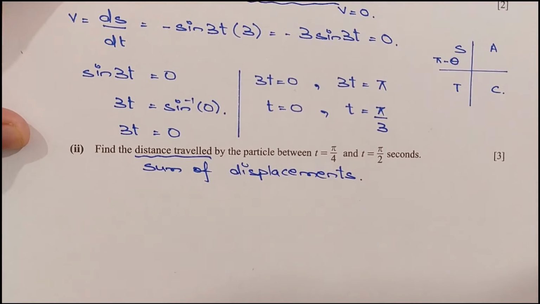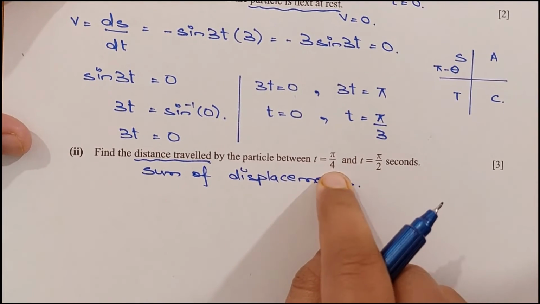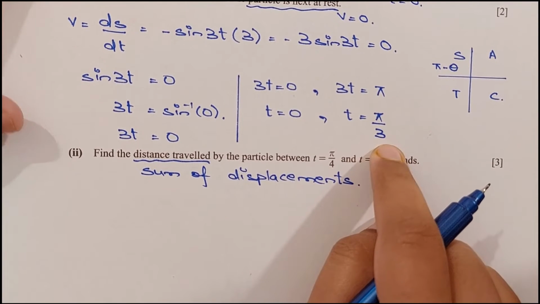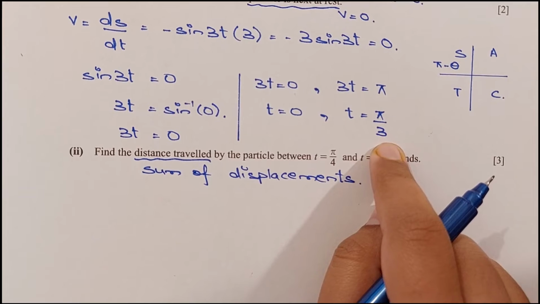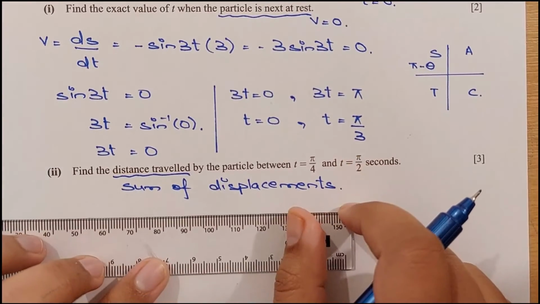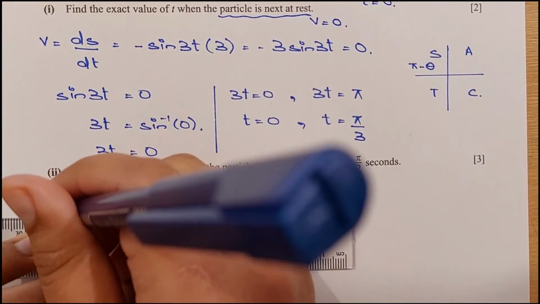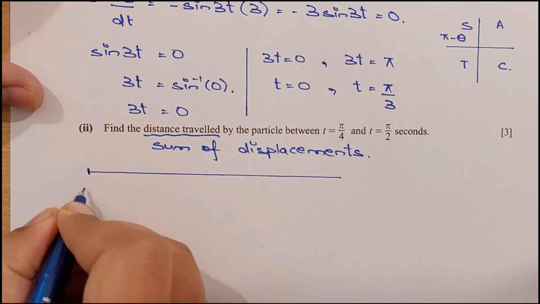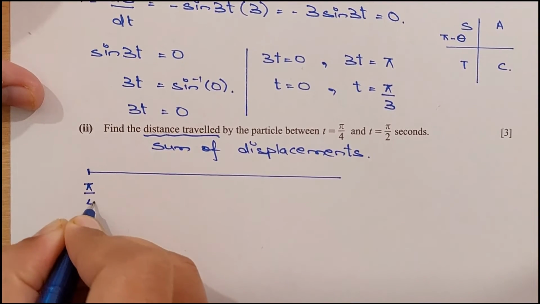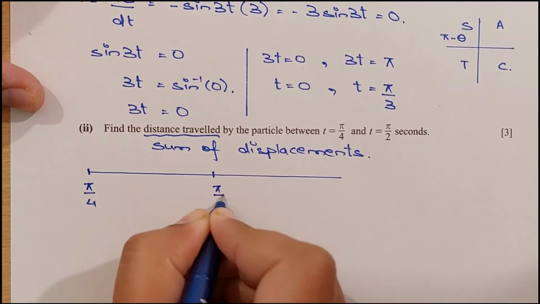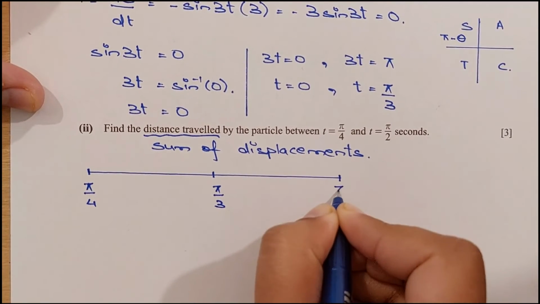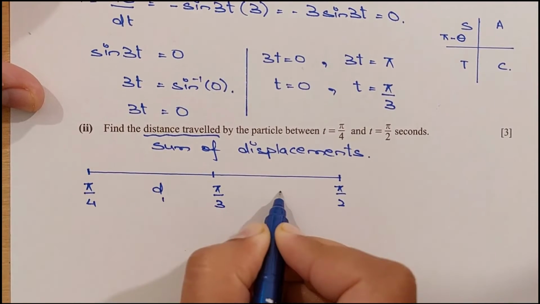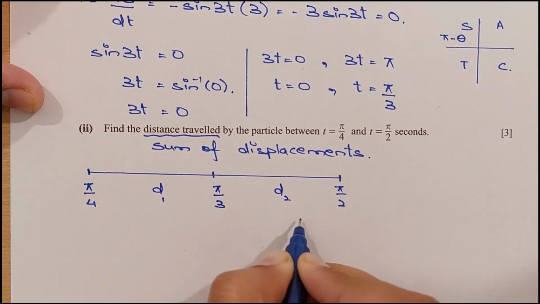Right, so we have the interval between pi by 4 and pi by 2. In pi by 4 and pi by 2, we have pi by 3, and at pi by 3 the particle is at rest. Let me break this interval: this point is pi by 4, then we have pi by 3, and then pi by 2.